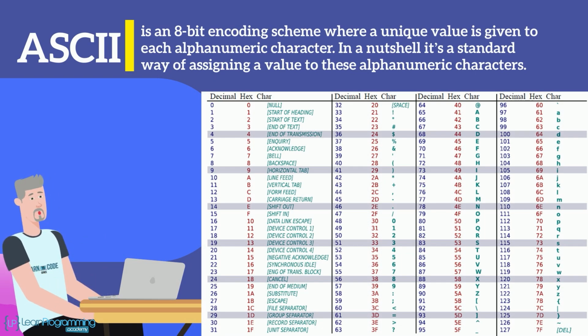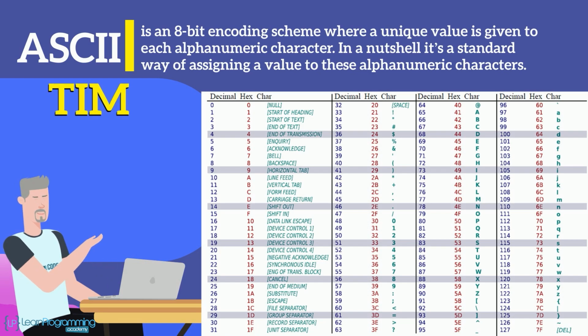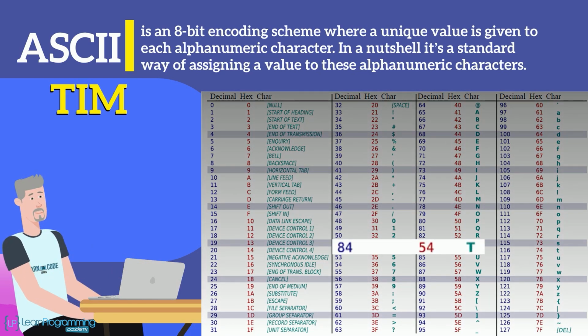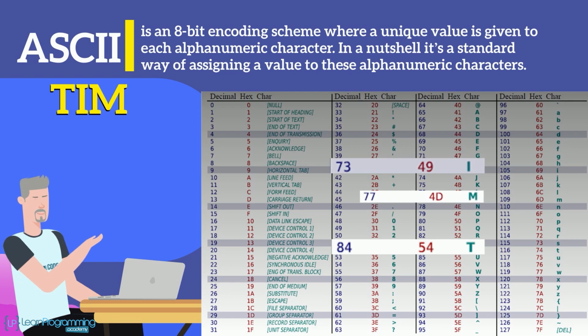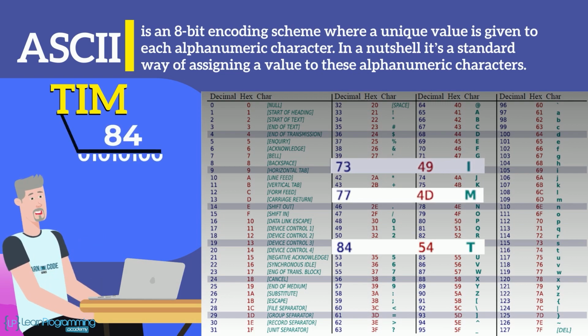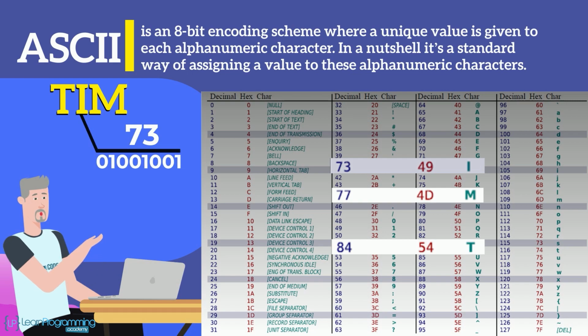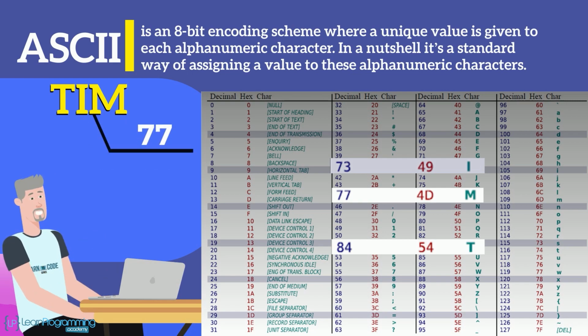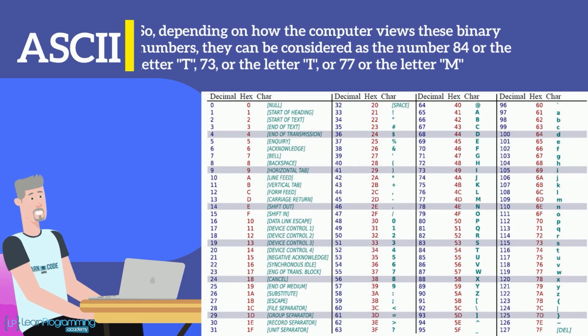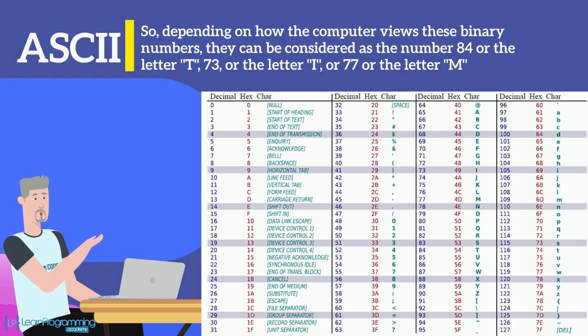As an example, the ASCII codes for the 3 letters that make up my name Tim, all in uppercase, are 84, 73, 77. So T is an 84 or 01010100 in binary. I is 73 or 01001001 in binary, and M is 77 or 01001101 in binary. So depending on how the computer views these binary numbers, they can be considered as the number 84 or the letter T, 73 or the letter I, or 77 or the letter M.